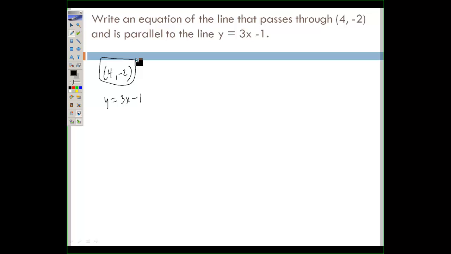What we know about parallel lines is the slopes have to be equal. So if they give us the line's slope that it needs to be parallel to, we know that the slope of our new line must equal 3 as well. If we have a slope and a point, similarly to yesterday's homework, we can find the equation of a line. y = mx + b, and we can start plugging stuff in. We can say we have an x and a y and a slope.